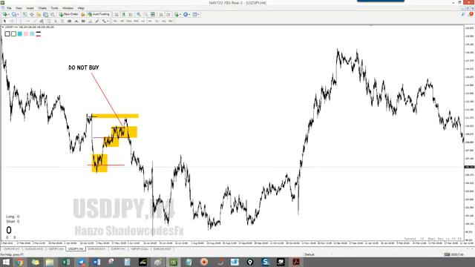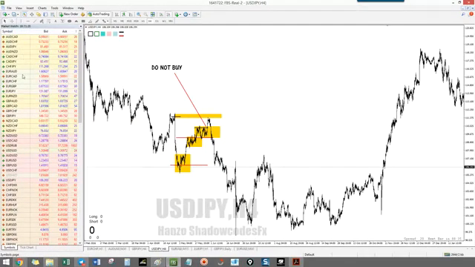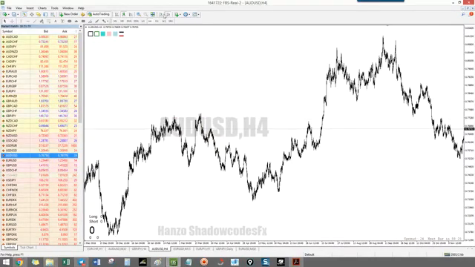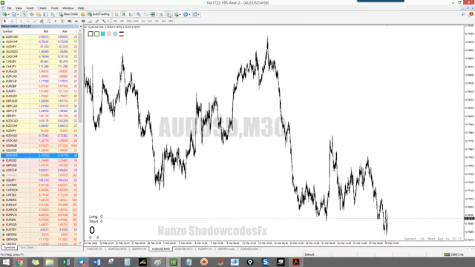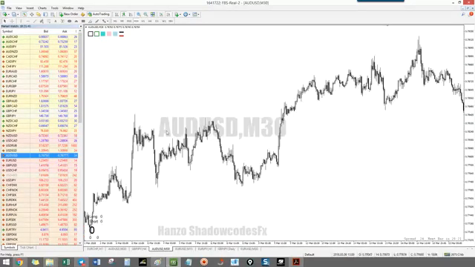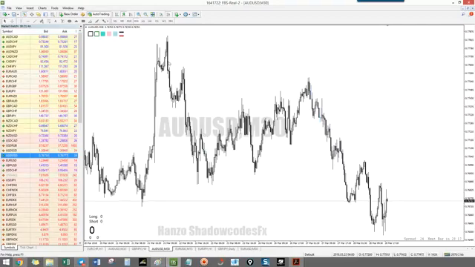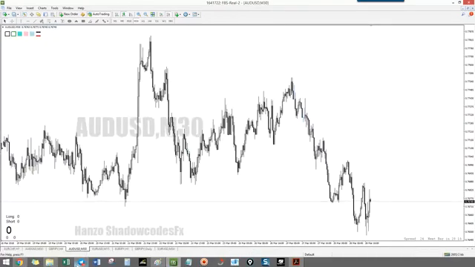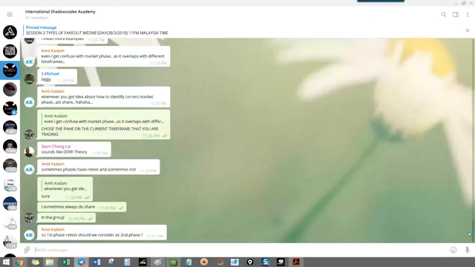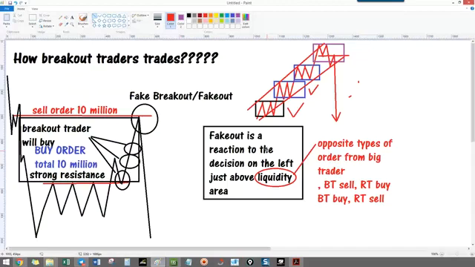What pair? AUD/USD, M30. Okay, Amit, a special note for Amit. First phase retest should be considered as the second phase. First phase retest, we consider as the first phase. This is the first one. And then if it retests here, something like this.